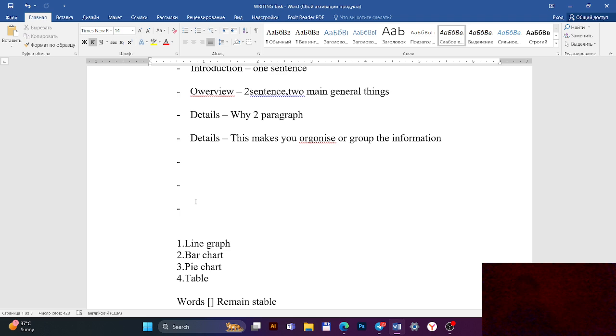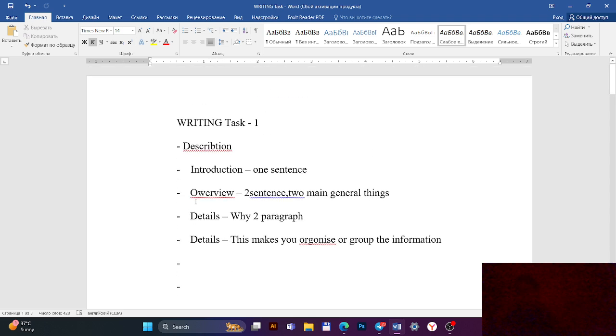But in task 2, there are discussion, opinion, and solution essays, and other kinds. Writing task 1 is a description. The introduction should be one sentence, and then the overview should be 2 sentences covering the main general things. Then the details are in body 1 and body 2, two paragraphs, which make you organize or group the information.